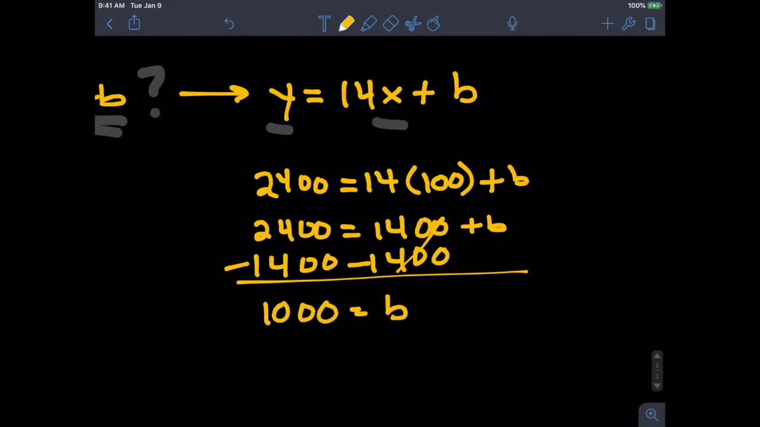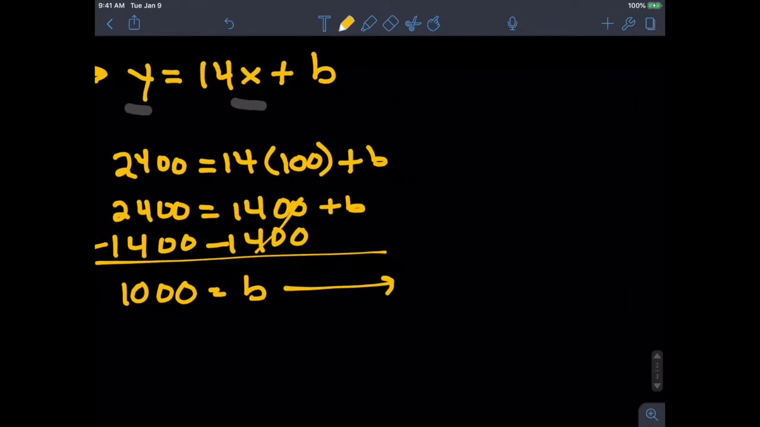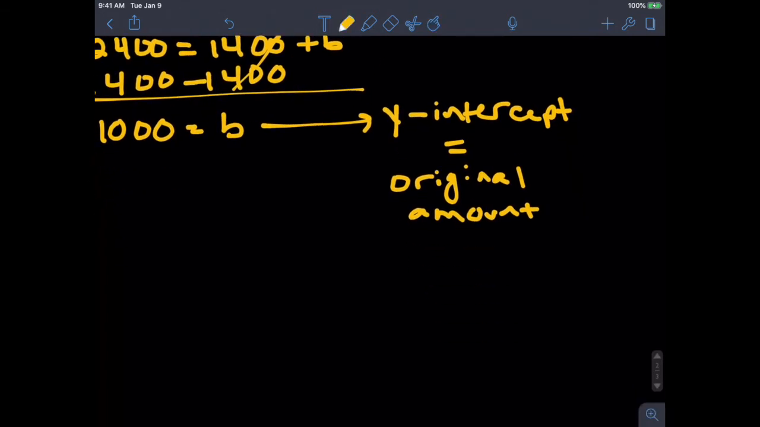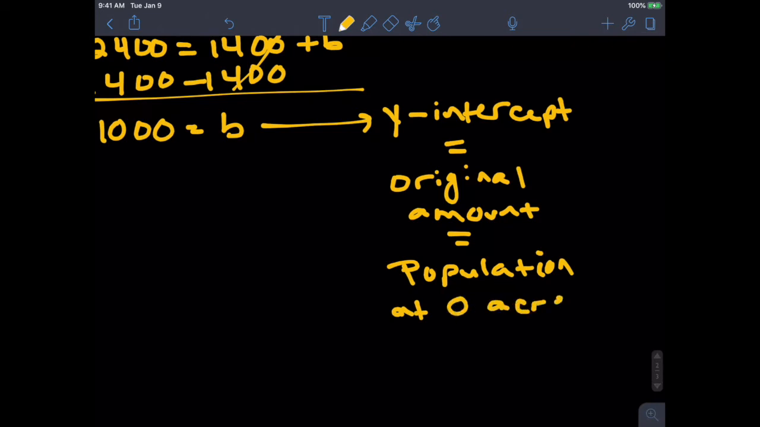And technically we could write our answer now, but I'd like to figure out what exactly b means in this context too, because that's always handy information. Remember, b is the y-intercept for about the 400th time. But it's also the original amount. Right, we said that before. What's the original amount here? Well, it's going to represent the population of the deer when the area has, ready for this, 0 acres. And that would be of forest.